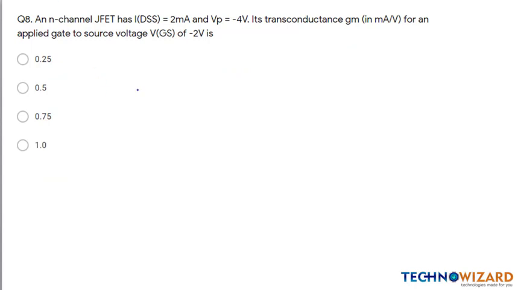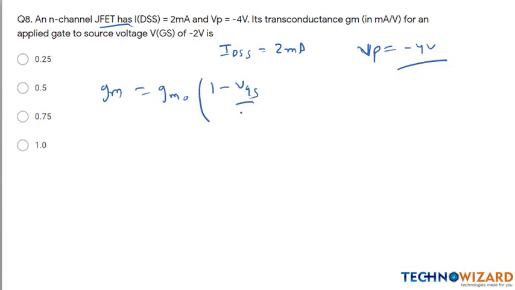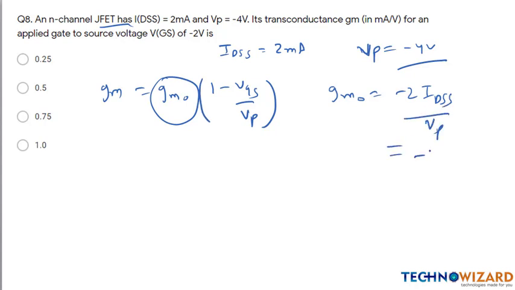Next, question number 8. For an n-channel JFET, IDSS is given as 2 milliampere and VP is equal to minus 4 volt. We have to find the transconductance gm, which is given as, if you know the formula, gm equal to gm0 times (1 minus VGS upon VP). For this, first we have to find gm0, and gm0 is given by minus 2 IDSS upon VP. Minus 2 into IDSS, which is given as 2 milliampere, that is 2 into 10 to the power minus 3, upon VP. VP is minus 4 volt.